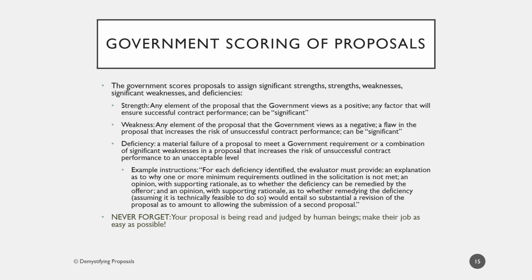A weakness is any element of the proposal that the government views as a negative or a risk. And again, those can be weaknesses or significant weaknesses. A deficiency is a material failure of the proposal to meet a government requirement, or a combination of significant weaknesses that increases the risk of unsuccessful contract performance. So deficiencies are very challenging and almost never can be overcome. If you have a deficiency in your proposal, you're probably not going to win the contract. If you have significant weaknesses, they might be overcome by significant strengths. So what you're really trying to do is make the government see where your strengths are, particularly your significant strengths, and minimize the number of weaknesses or risks that might be seen in your proposal.